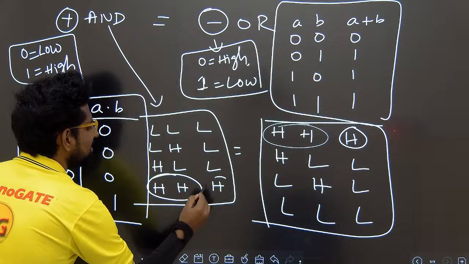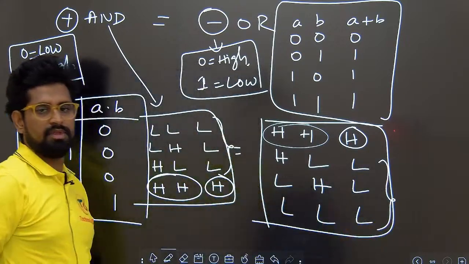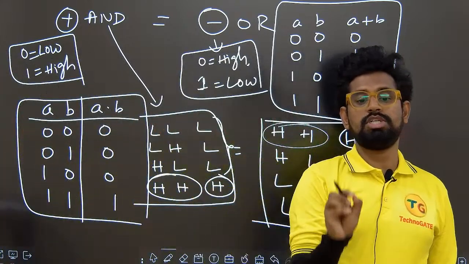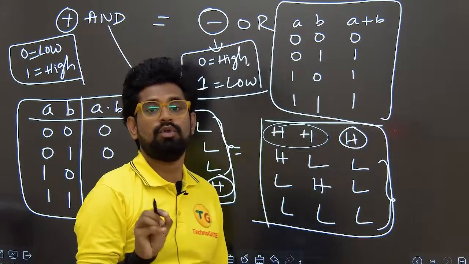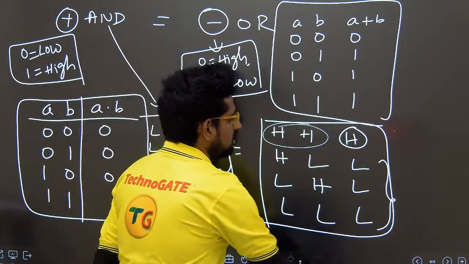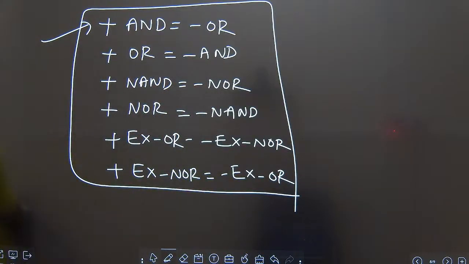Whenever two inputs are high, the output is high. In the rest of the cases, the output is low. In this manner, I can prove that positive level AND is equal to negative level OR. Based on the logic system, I have given some statements. Try to note down all these statements.